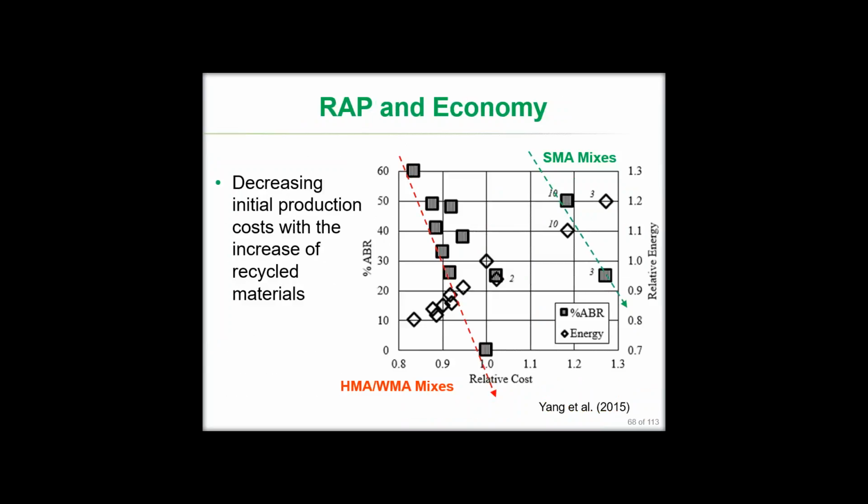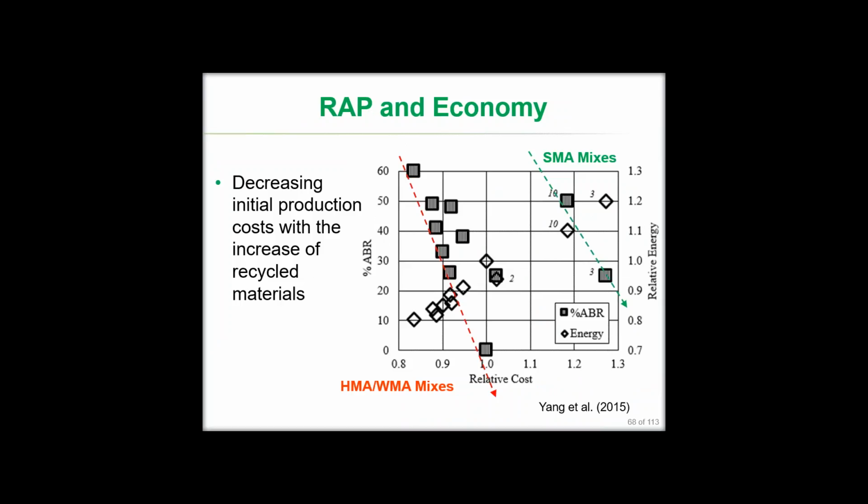But of course, it's not the only question that we're seeking an answer to. We have to look also at the economy and the relationship between the production cost and the use of RAP and RAS. We see again a similar trend. In this figure, on the left vertical axis we have the ABR percentage, and the horizontal axis is the cost of production.